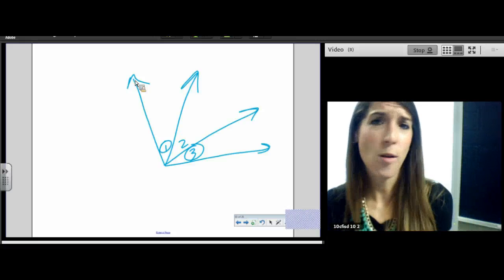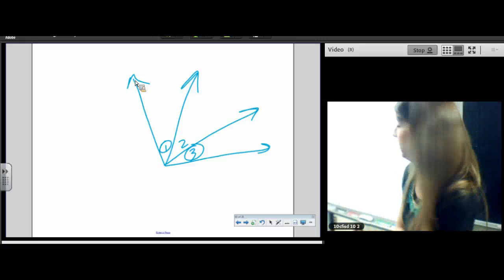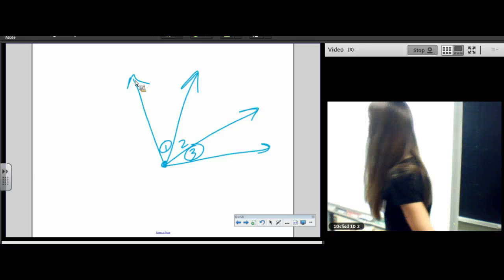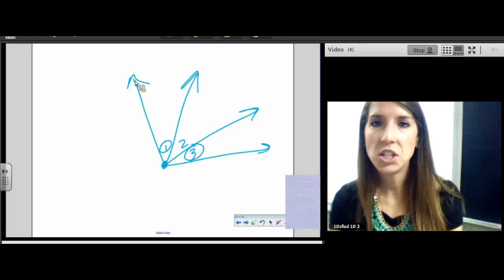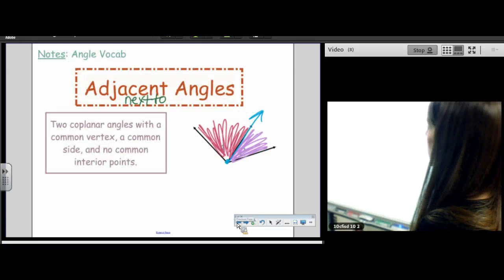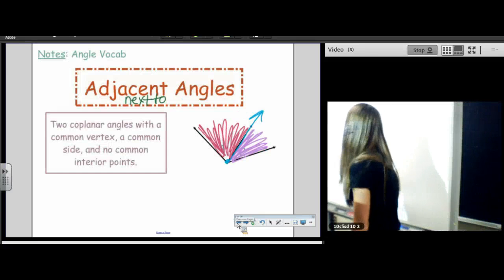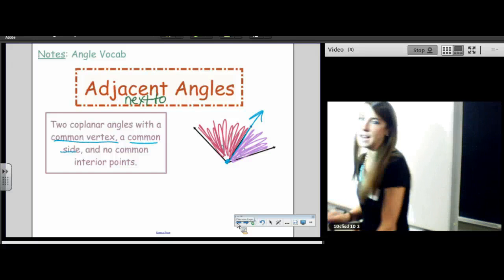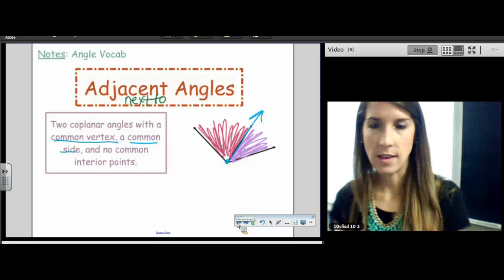What's the only thing angle 1 and angle 3 share? They share a vertex, but they're not adjacent because they don't share a ray. Okay? So just make sure that they have a common vertex and a common side. And that would be that ray that they're sharing. Okay?